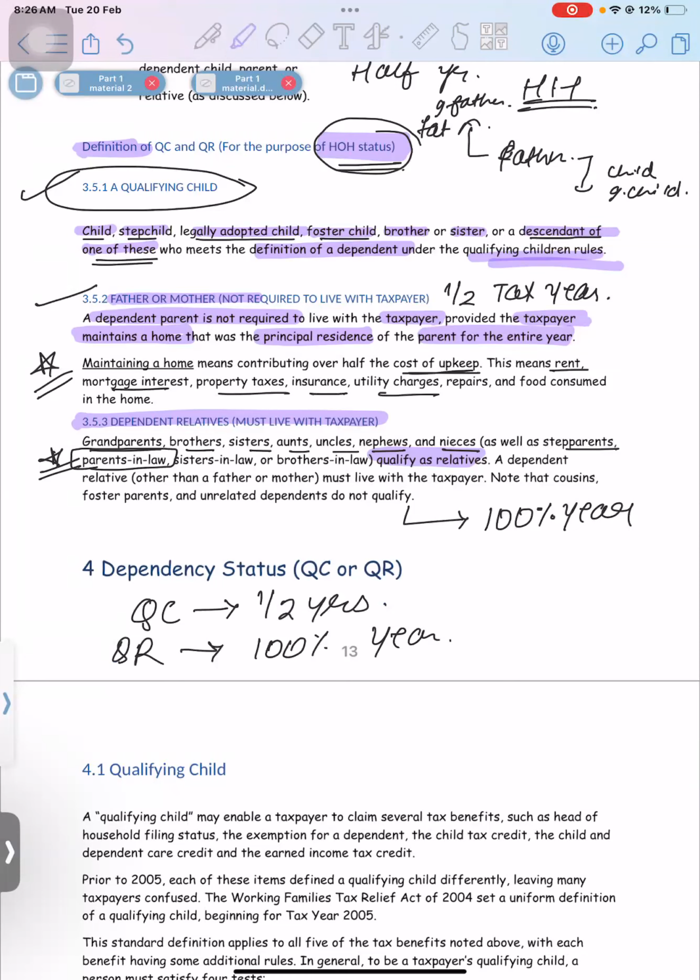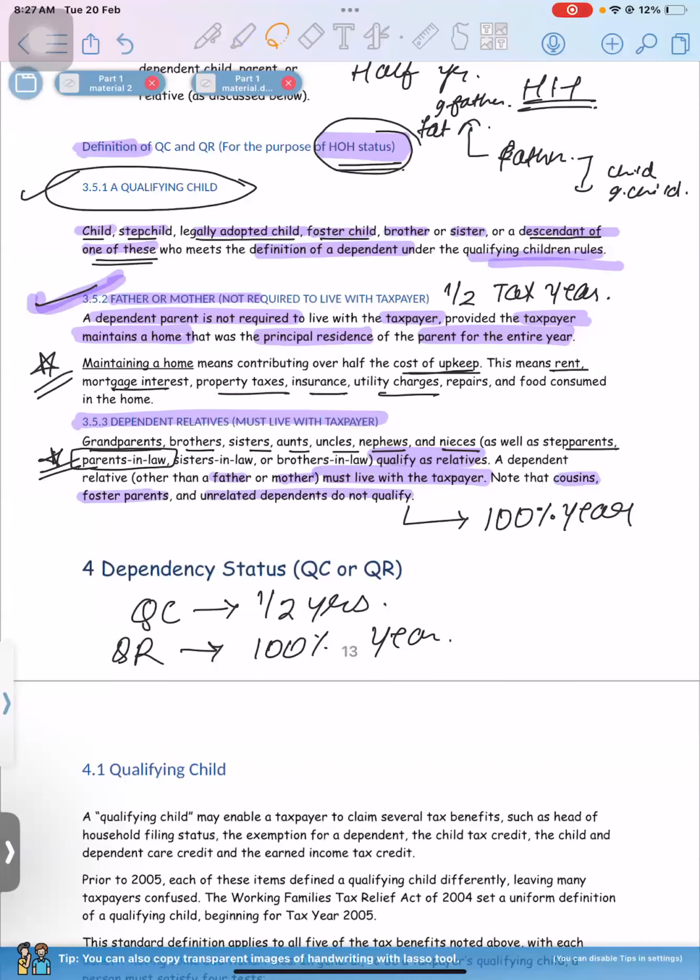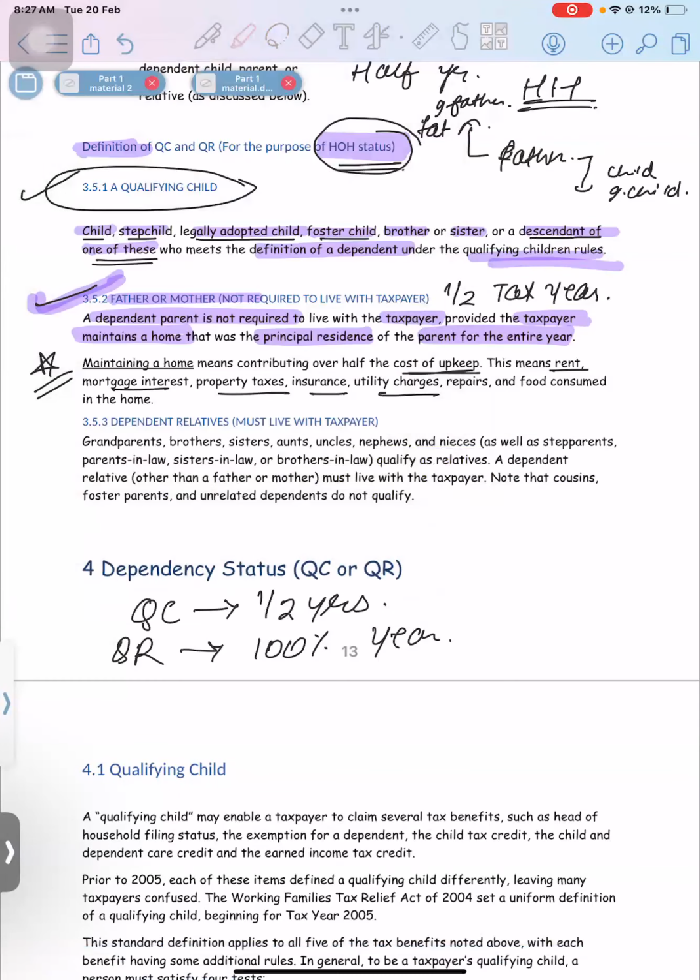See, here it is mentioned, must live with the taxpayer, other than father and mother. Father and mother has already been given an exception. No need to live with the child for the whole year. But being a grandparent, brother, sister, aunt, uncle, you have to live for the whole year to call yourself a qualifying relative. Note that cousins, foster parent, and unrelated dependents are not a qualifying person. So this is an exception. They will play around the exceptions only.